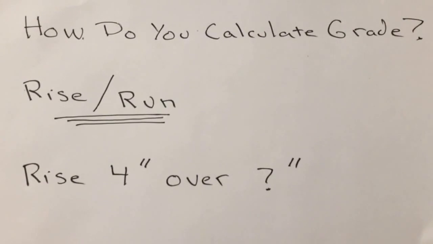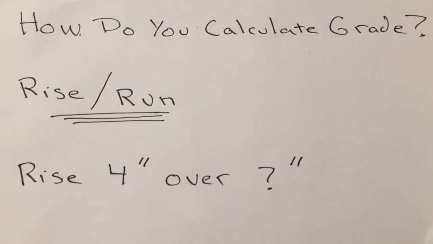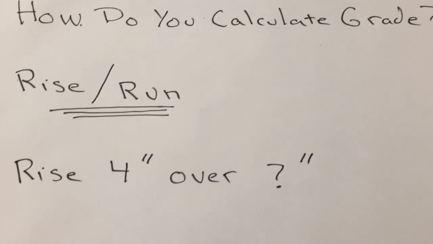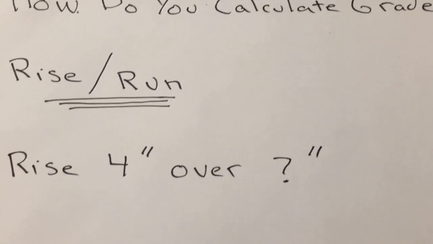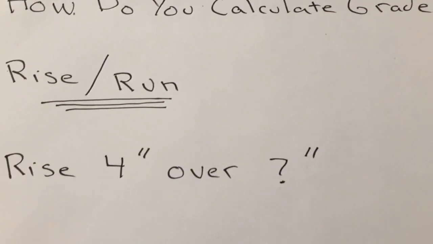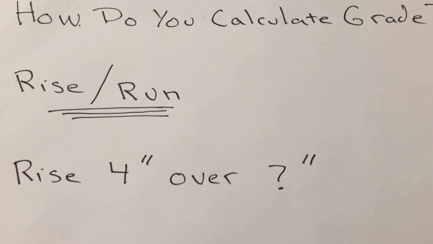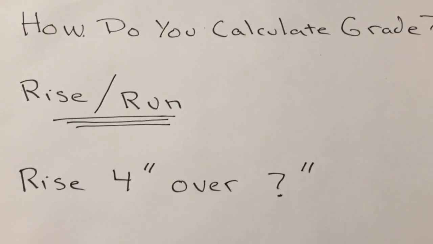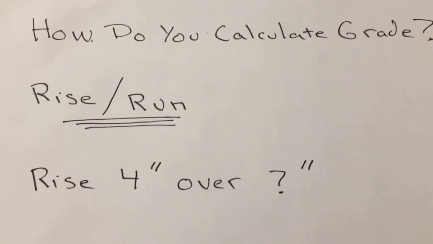So let me start with a very quick answer. How do you calculate grade? Actually, it's somewhat simple. It's simply rise over run, or the distance you need to rise divided by the distance you have in track length to run. In my situation, I needed to rise 4 inches, and I wasn't quite sure of the distance. So let me show you how I calculated that.